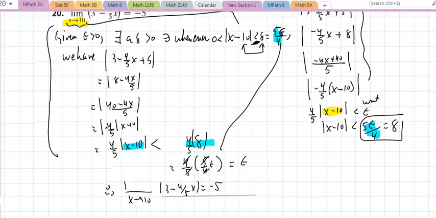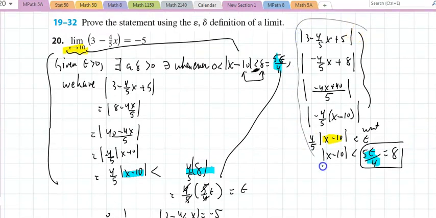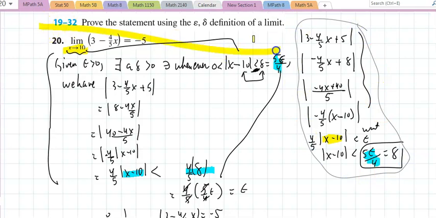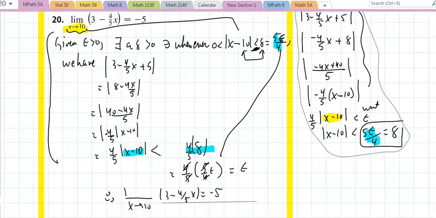And when you're done, you're supposed to erase all of this. I really don't mind if you leave it, but that's not part of the problem. The proof is actually right there. This would be the official proof, beginning to end.